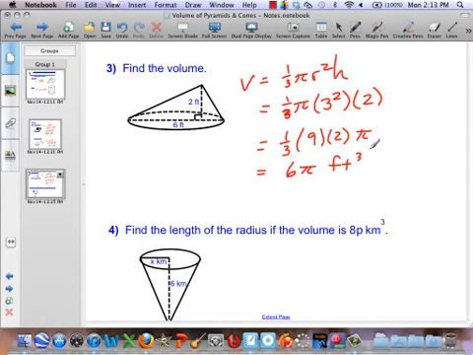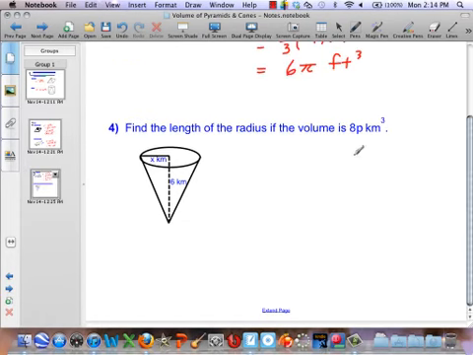Very nice. Okay, last one. And that should be read as 8 pi. It's right there. Just trust your algebra skills. Okay, number 4. Find the length of the radius if the volume is 8 pi cubic kilometers.